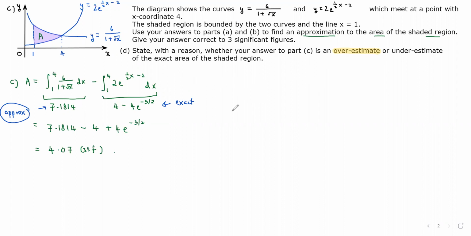And you can see that this graph here of y equals 6 over 1 plus root x, this is concave up. And when we draw a trapezium using this, you see that we actually have an overestimation because the top part of the trapezium is above the curve that is concave up. And since this area is an overestimation, we subtract an exact area, we actually have an overestimation.